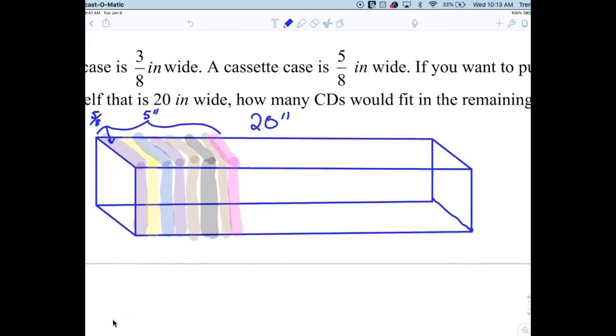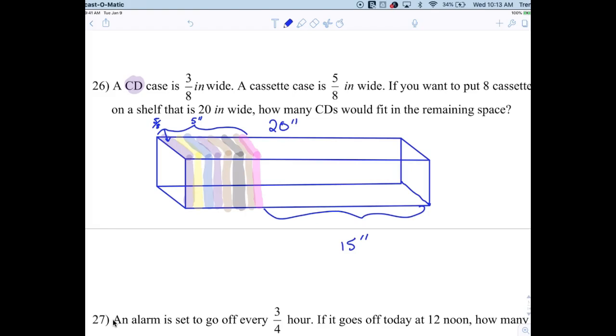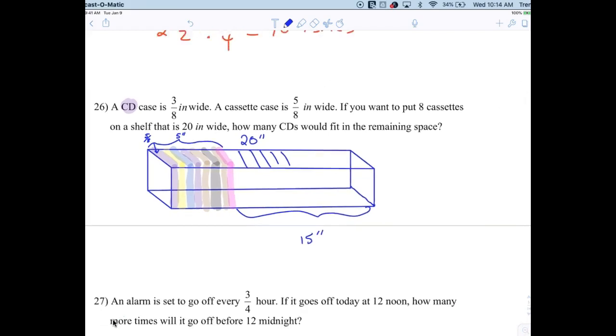I have 15 inches left. So now I'm saying from here to here is 15 inches. Now the question is, how could I figure out how many CDs I can fit in here? What do I have to do? 15 divided by 3/8. That's exactly correct.